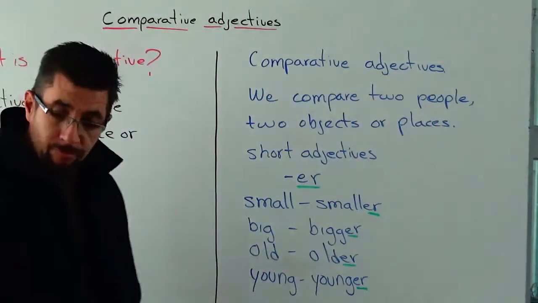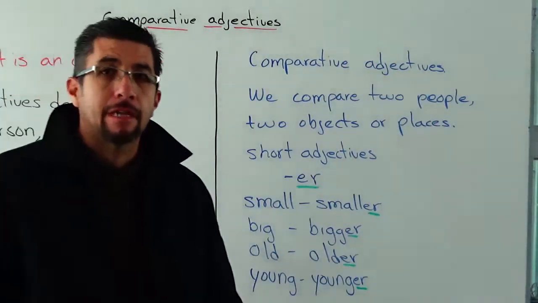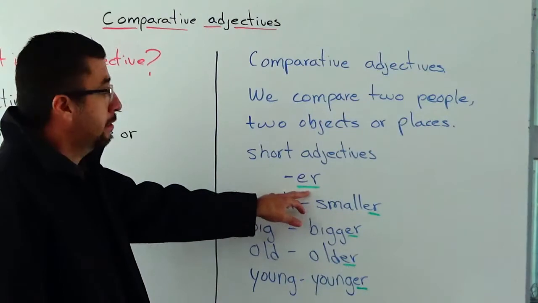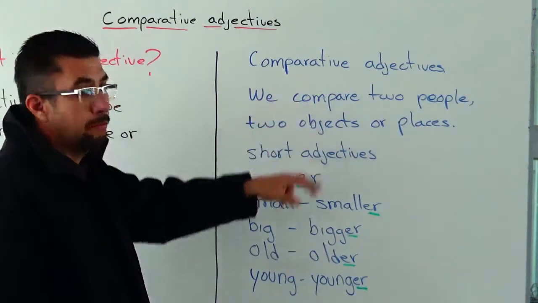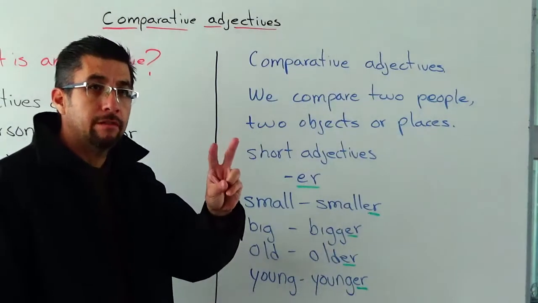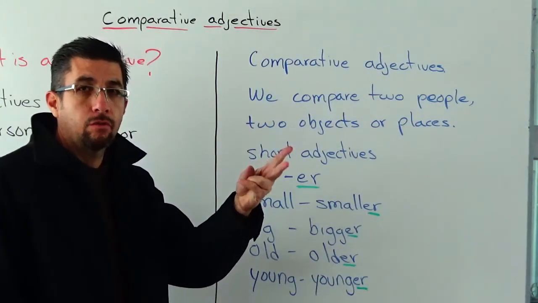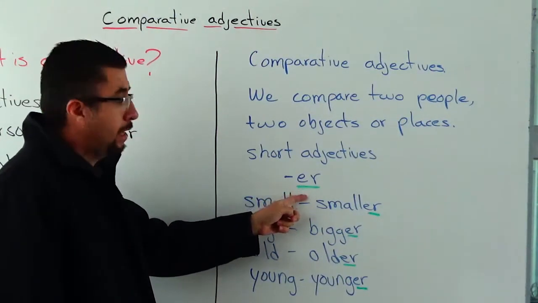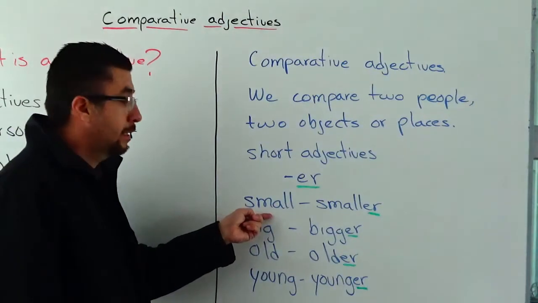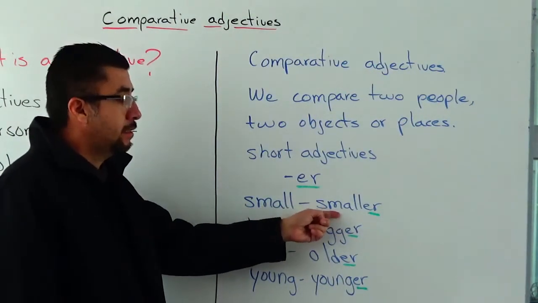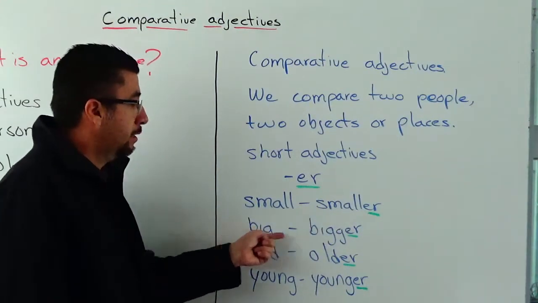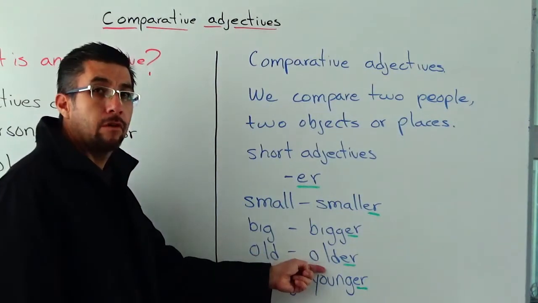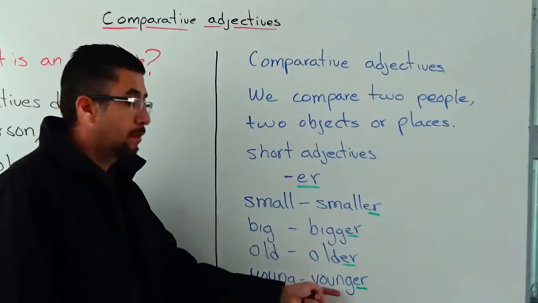So, comparative adjectives are formed by the suffix er, and we use the comparative adjectives to compare two things, two people, or two places. Okay? We usually add er to the adjective. For example, here we have small. The comparative adjective is smaller. Big, the comparative, bigger. Old, the comparative, older. Young, younger.